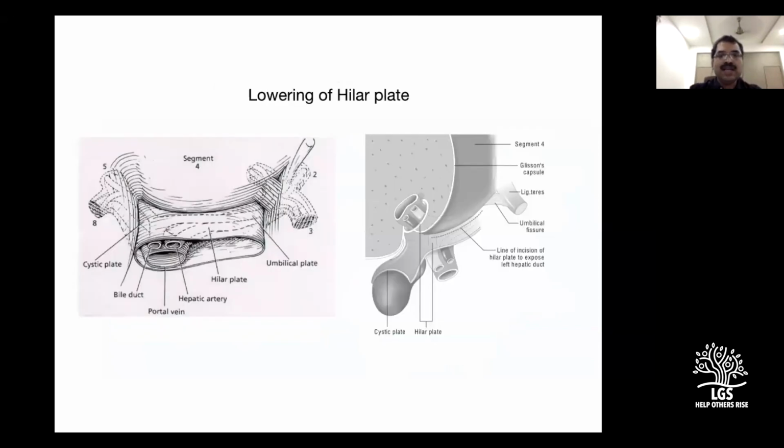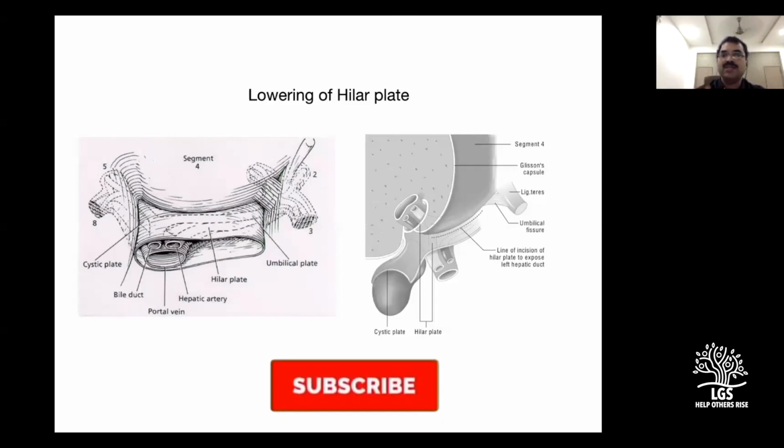So lastly, we will discuss what is known as the lowering of the hilar plate. I discuss this because when you want to mobilize the extrahepatic bile duct, if you want to get enough length of bile duct during biliary surgery, you will incise the border of segment 4, which I was mentioning as the superior border of the hilar plate. This is another view of the hilar plate and the incision line which is described, and if you incise that area, you can mobilize it.